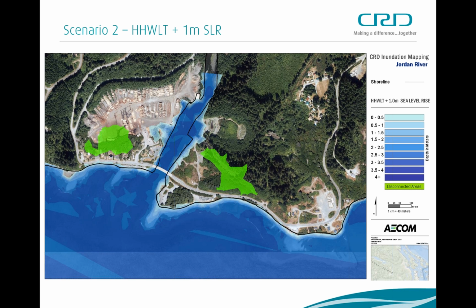And so, like I said, inundated water surface mapping was done by extending the tidal water surface at the shoreline over the inland topography, and you can see an example on the screen there.